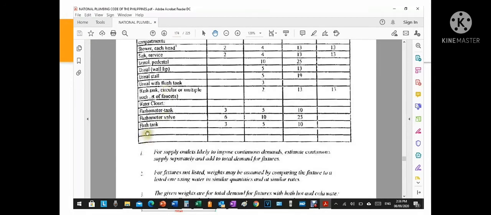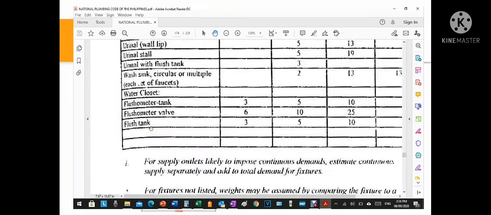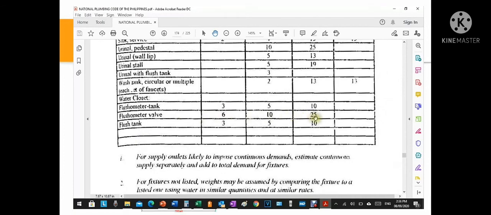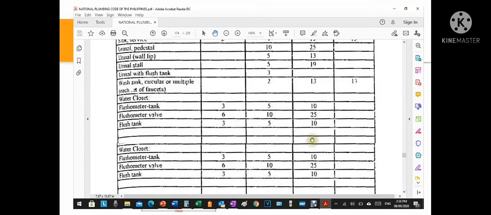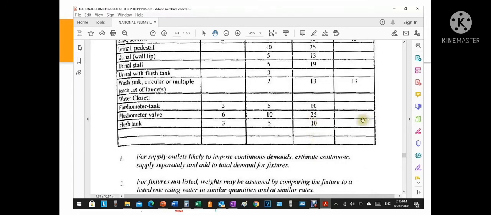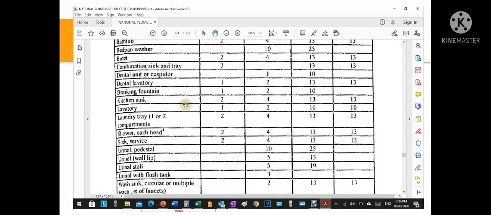Now, for example, for our flush tank, or water closet with flush tank, this one at the last row, we have 10 as the minimum connection for cold water. Okay? Since obviously, hot water is not needed for our flush tank, so cold water only. So, 10 millimeter as the minimum pipe size connected to the flush tank. And as well as for the lavatory, we also have 10. For sink, we have 13.